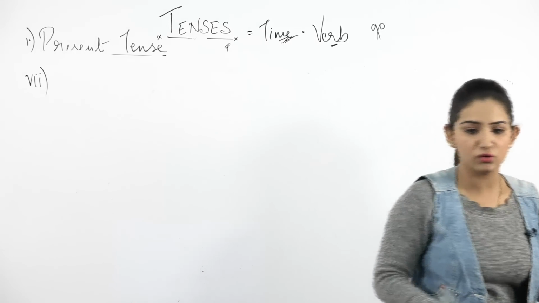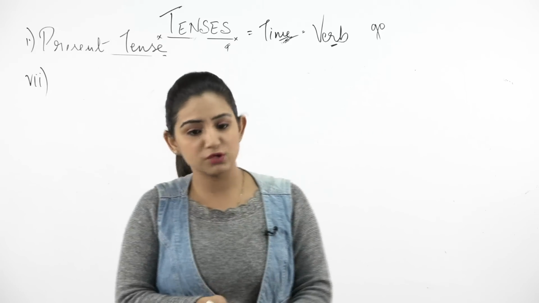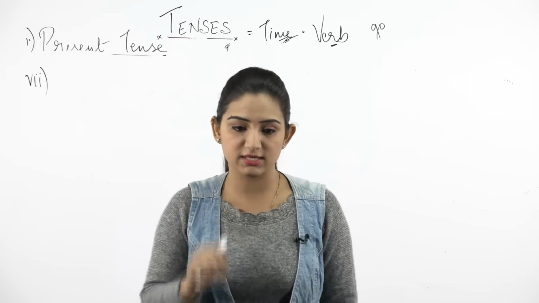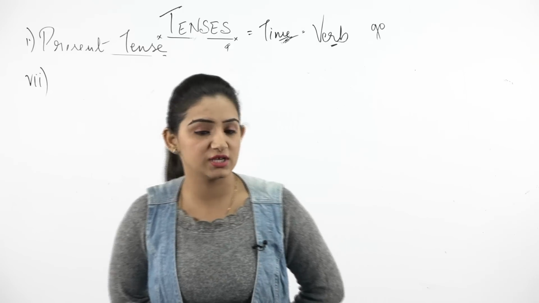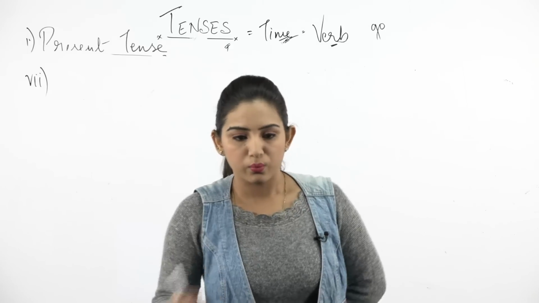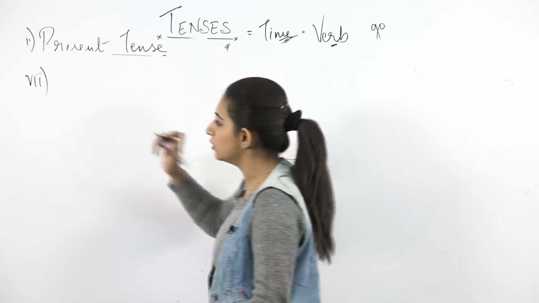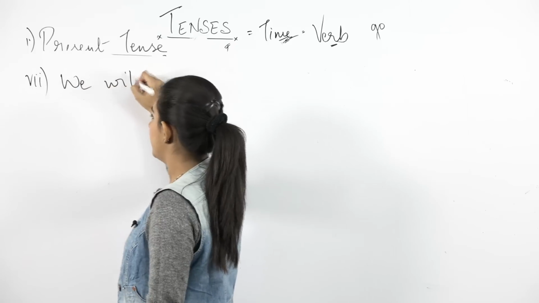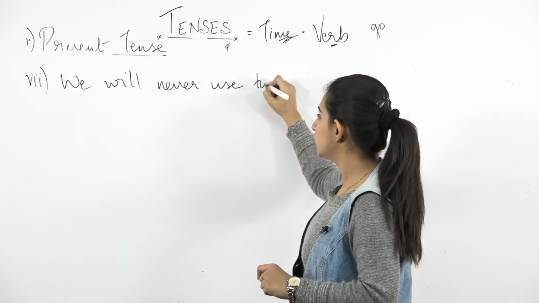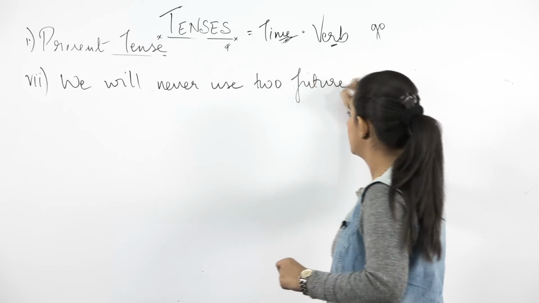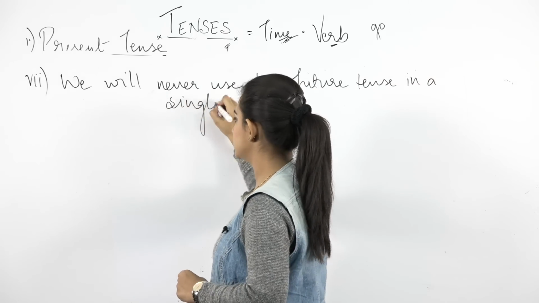Now I want you to answer. Okay. Yes, someone said yes. Some of you are saying no. Yes, we can use two future tense in a sentence. No, that is incorrect. Never. Okay. Sabyasachi has said we cannot use it. Hanuman, Ashish, Ketan, Pankaj, you all have said that we cannot use it. Very good. We will never use what? We will never use two future tense in a single sentence.